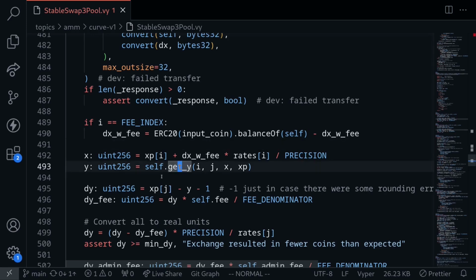So we saw that the function getY calculates the token balance of token out if the new balance of token in is x. And this function is called inside the function exchange, which is called to swap tokens. Let's take a look at how this function getY is implemented.